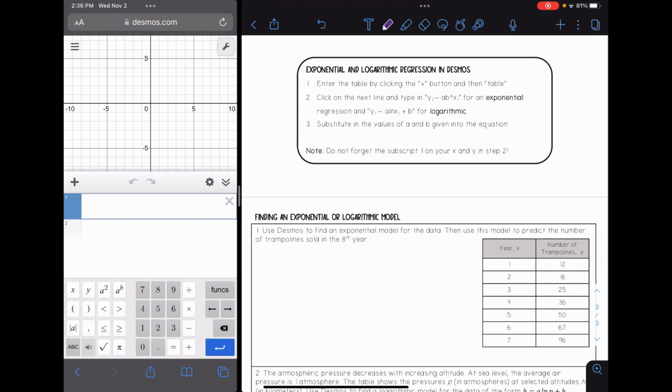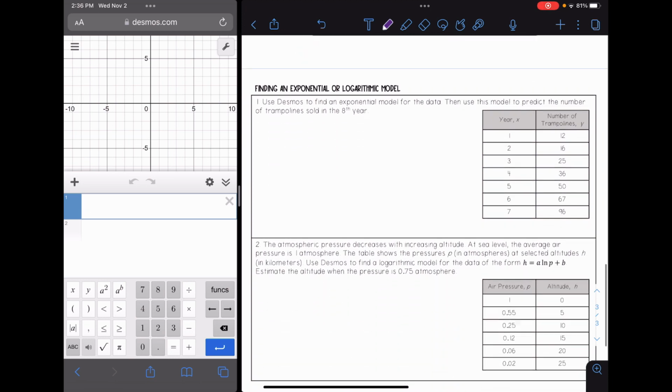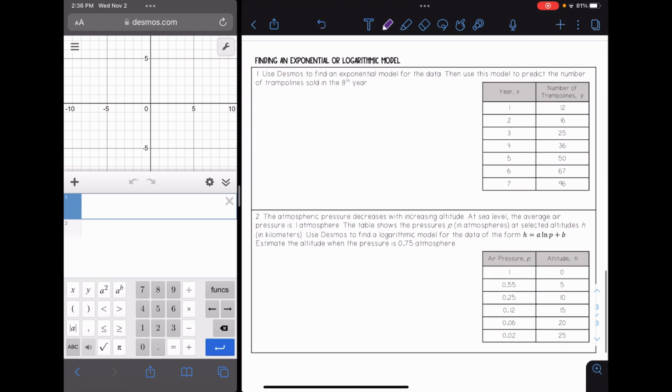And then we're going to substitute in the values of a and b given into the equation. And note here, do not forget the subscript 1 on your x and y in step 2. So let's look at number 1. So number 1, we are going to use Desmos to find an exponential model for the data. And this is the same data set that we looked at in the previous video. And then we're going to use this model to predict the number of trampolines sold in the 8th year.